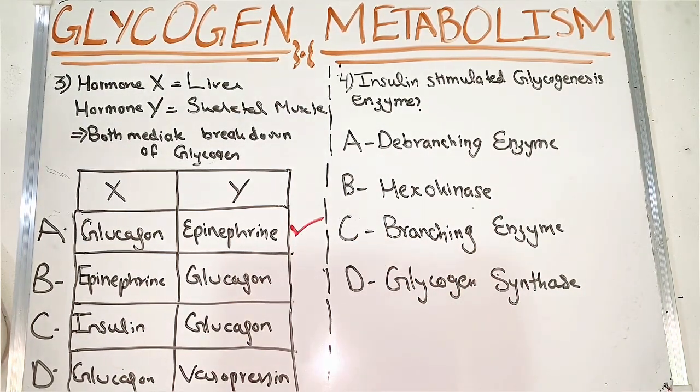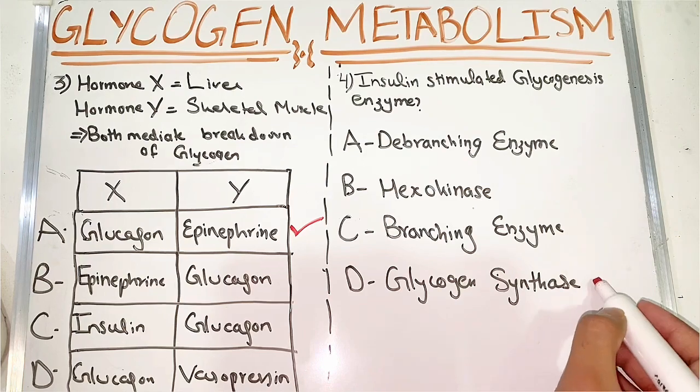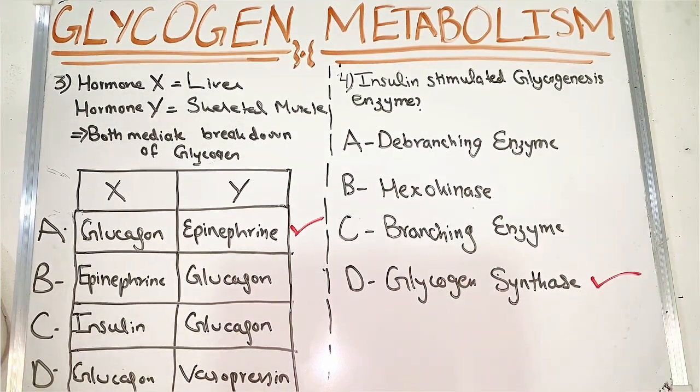The last question is, insulin stimulated glycogenesis enzyme. There is something to understand. Glycogenesis is production of glycogen, and glycogenolysis is breakdown of glycogen. Let's see the options. Debranching enzyme is not initiated by insulin because it is in glycogenolysis. Hexokinase is also not initiated. Branching enzyme is also not initiated by insulin. So the only option left is glycogen synthase, which is the only enzyme which is initiated by insulin for glycogen metabolism.